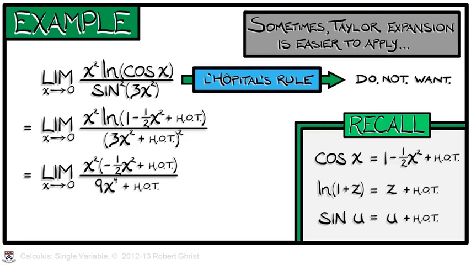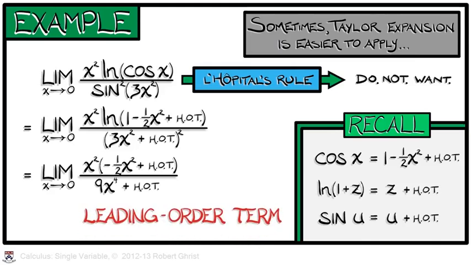Hopefully they won't matter. In the denominator, when we square 3x squared plus higher order terms, the first term is 9x to the 4th. Whew. And now we see that the leading order terms are of the same degree. We get negative 1/2 x to the 4th plus stuff over 9x to the 4th plus stuff. Factoring out an x to the 4th, canceling, gives us an answer of negative 1/18.